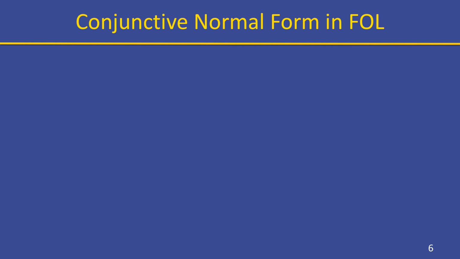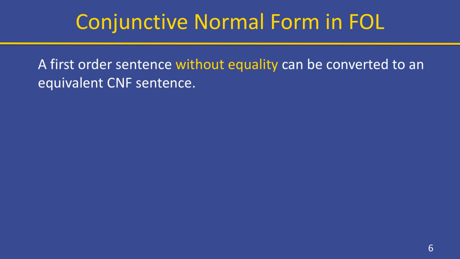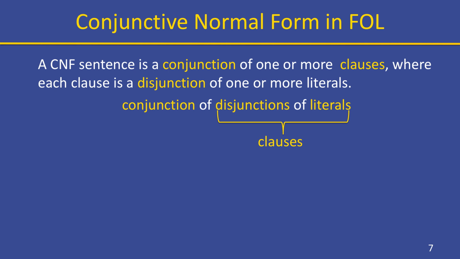So there is this important theorem that tells us that a first-order sentence that does not contain any equality can be converted to an equivalent sentence in conjunctive normal form. The conjunctive normal form in first-order logic is similar to the conjunctive normal form in propositional logic.